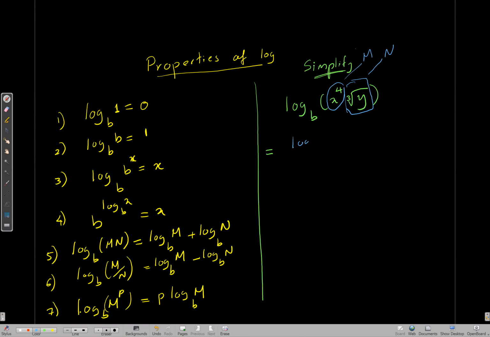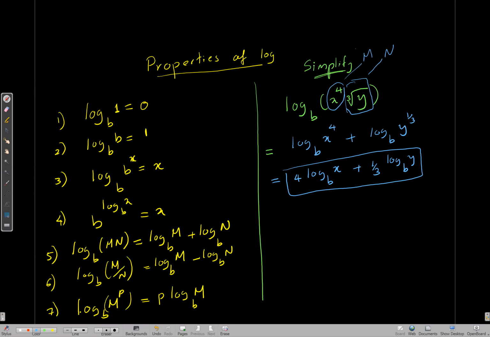So that's going to be log base b of x to the fourth plus log base b of the cubic root of y. Or for the cubic root of y, I can write y raised to the 1/3 power, right? Now at this point, in order to simplify more, I can use property number 7. So 4 comes forward: 4 log base b of x plus 1/3 log base b of y. That is the best you can do.